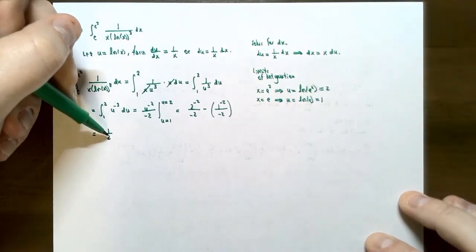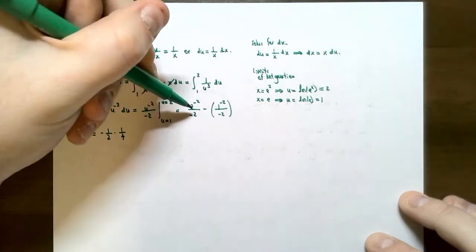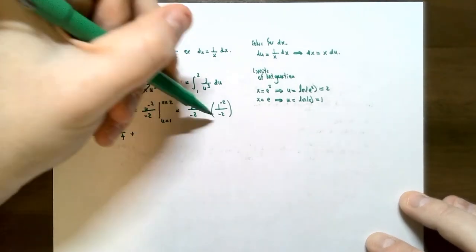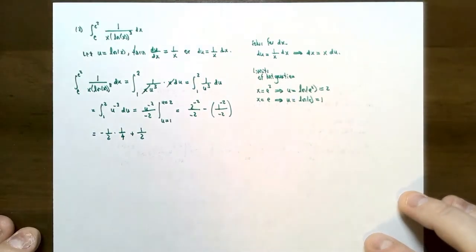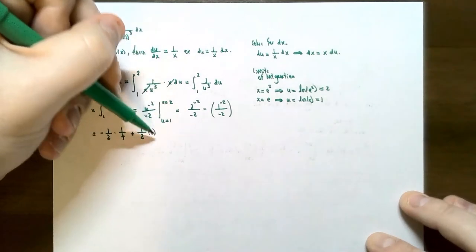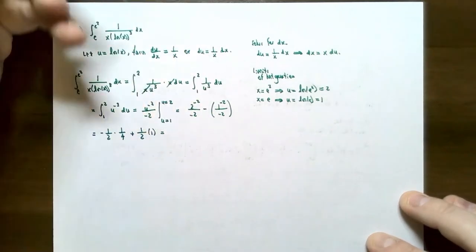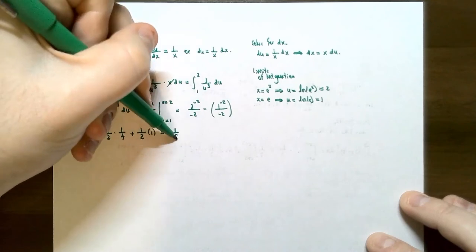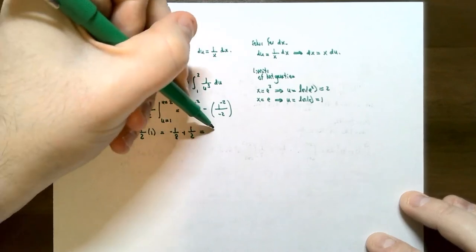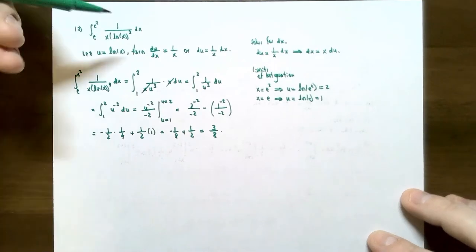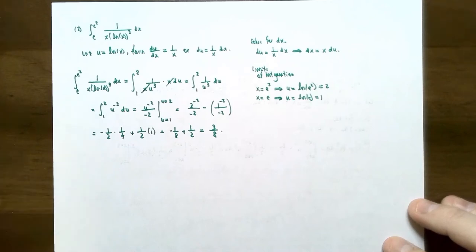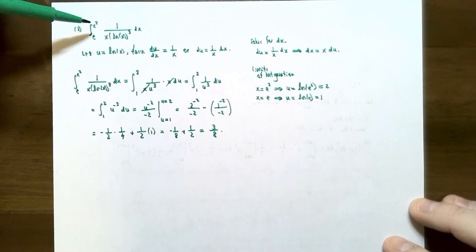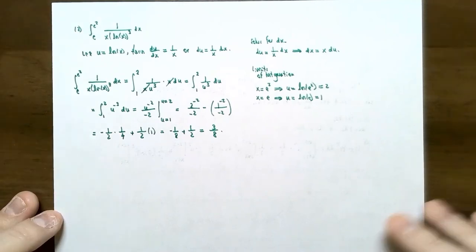negative a half times 1/4 because of the 2 to the negative 2, plus, because of the two negatives, 1 divided by 2 times 1 for the 1 to the negative 2. So this is negative 1/8 plus a half, and that turns out to be 3/8. That is the area under the curve of this integrand from x equals e to x equals e squared. Now, keep in mind, if you use the first method, you will still get the same answer, 3/8.